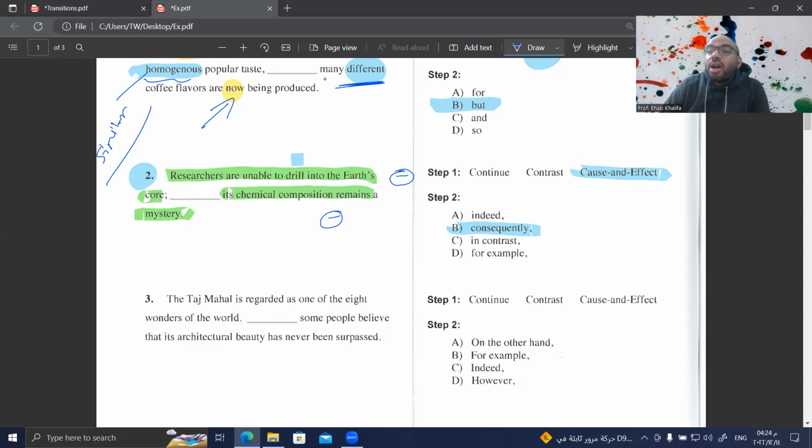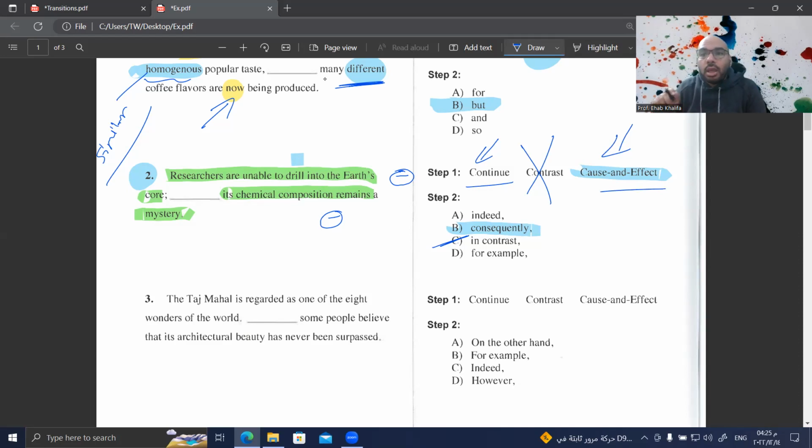Negative means I have to eliminate any answer choice suggesting contradiction, right? Yes. So in contrast is totally wrong. Now I have two possibilities. It can be continual, it can be cause and effect, sorry. So we got rid of contrast because there is no contradiction at all. We have negative. Now, if I'm left between continue and cause and effect, which one should I scrutinize first?